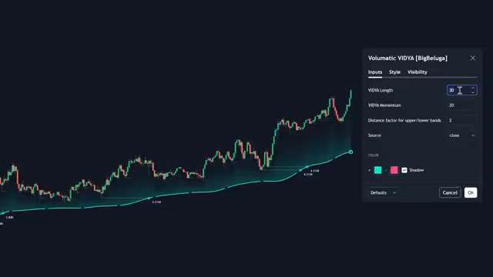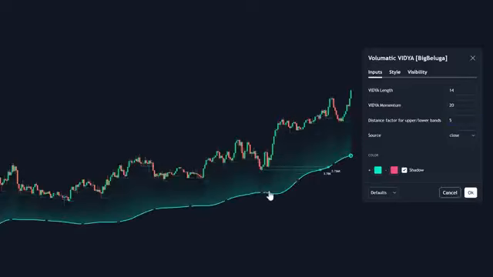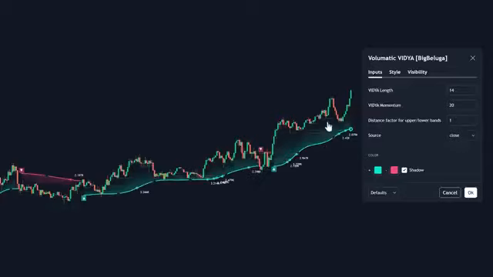So finding a balance between higher and lower numbers is recommended. The VIDYA momentum determines the number of periods used in calculating the smoothing for the trend cloud. The distance factor for upper or lower bands controls the positioning of these bands relative to the VIDYA line. Higher numbers will place the bands further away from the price, which is suitable for volatile markets, while lower numbers are going to bring the bands closer and closer to the price, ideal for less volatile markets.